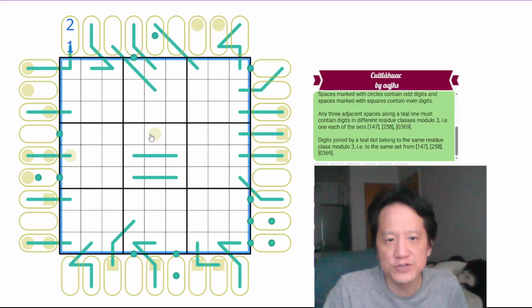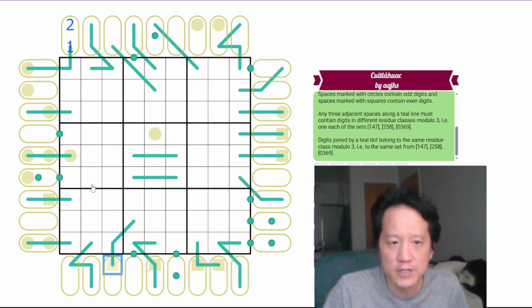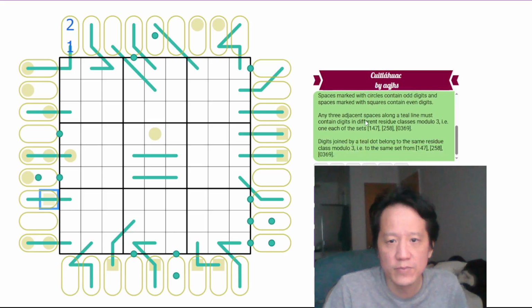Spaces marked with circles contain odd digits, and spaces marked with squares contain even digits. So those are odd and even.